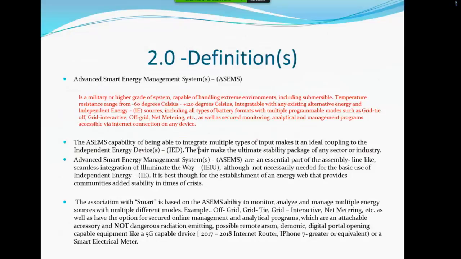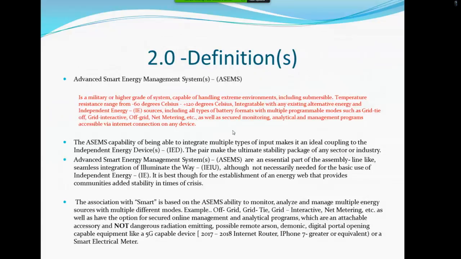Now these definitions will be followed very, very strictly. It's what mitigates the risk, as is explained. Advanced smart energy management systems is a military or higher grade of system capable of handling extreme environments, including submersible, temperature resistant range from -60 degrees Celsius to 120 degrees Celsius, integratable with any existing alternative energy and independent energy sources, including all types of battery formats, with multiple programmable modes such as grid tie-off, grid interactive, off-grid, net metering, etc., as well as secured monitoring, analytical, and management programs accessible via internet connection on any device.